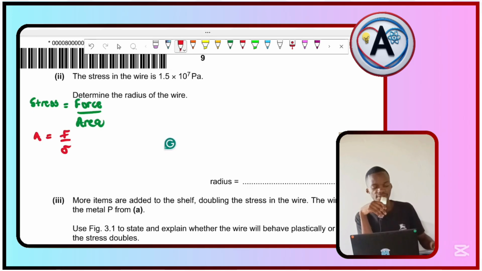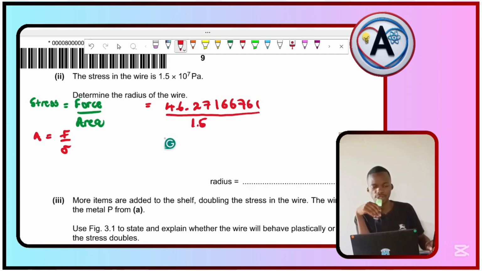Area is equal to force divided by stress, right? Okay, cool. So if I go here, my force is going to be 46, as the tension itself is the force in this context. Remember, use the raw answer. We can use these little calculated answers as well. That's still okay. 271666761 divided by my stress, 1.5 times 10 to the power of 7 pascals.